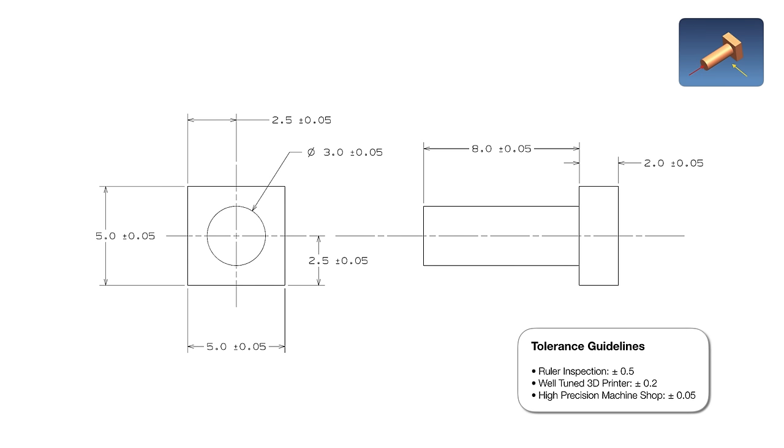Here are some rough tolerance guidelines. If you measure something with a ruler, you know that dimension to about plus and minus 0.5 millimeters. If you print something on a well-tuned 3D printer, that's about a plus and minus 0.2 millimeter process. And finally, a high-precision machine shop can cut parts down to plus and minus 0.05 millimeters.